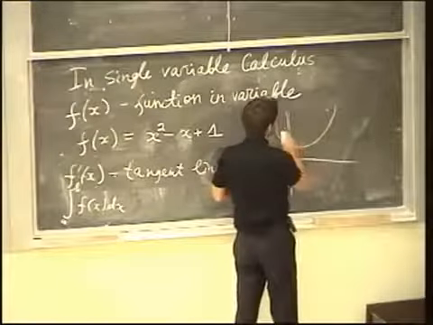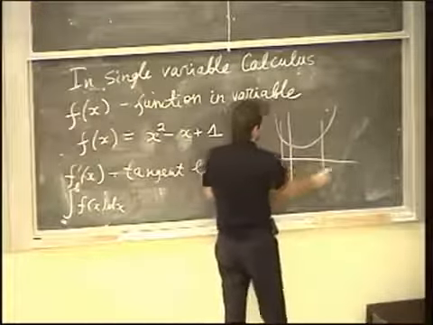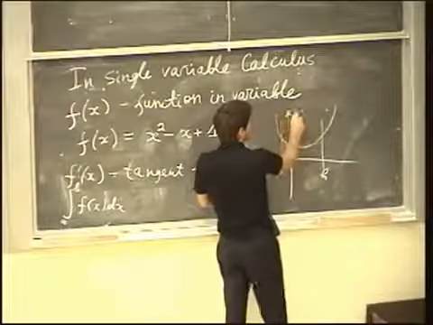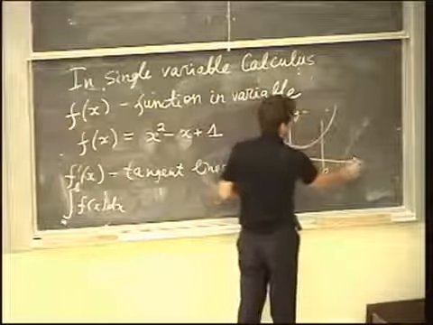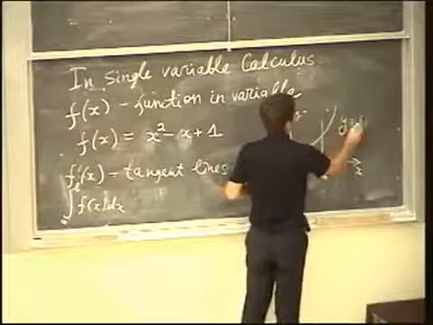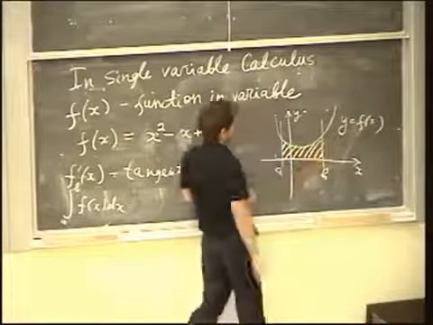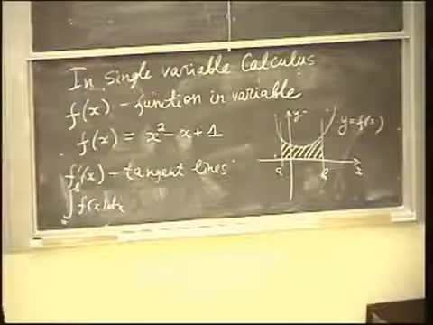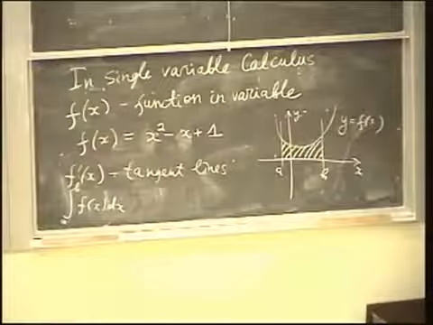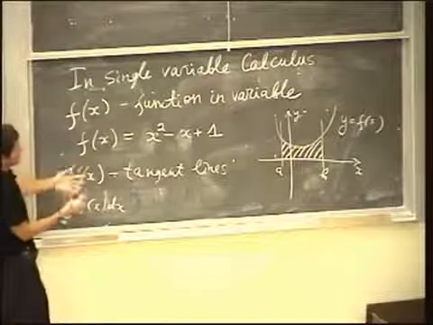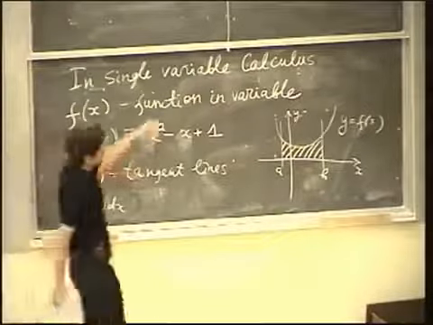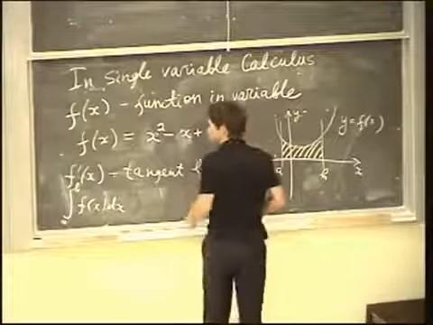So if your function is something like this, and this is a and b, this is a graph of the function, y against x, and this is y equals f of x. What this integral computes is the area under the graph, roughly. Okay? So you see that these are two completely different procedures. Derivative tells you about tangent lines.